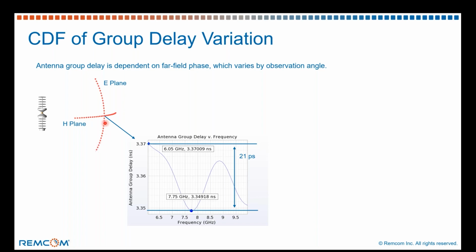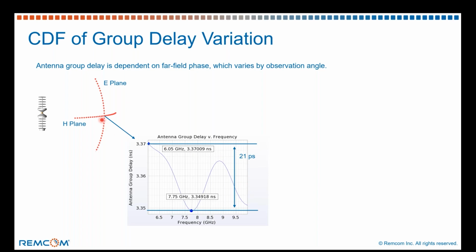And if we pick just the point in the middle, so on the XY axis, theta equals 90 degrees, phi equals 0 degrees, we can take that data, and this gives us the antenna group delay that we looked at before. This is antenna group delay versus frequency. We can take the maximum value, the minimum value, it comes out to roughly 21 picoseconds. So this is the single data point for that observation angle.